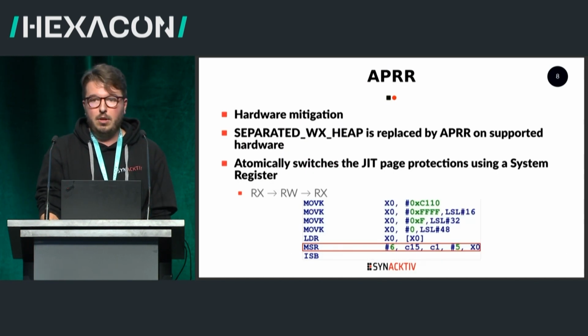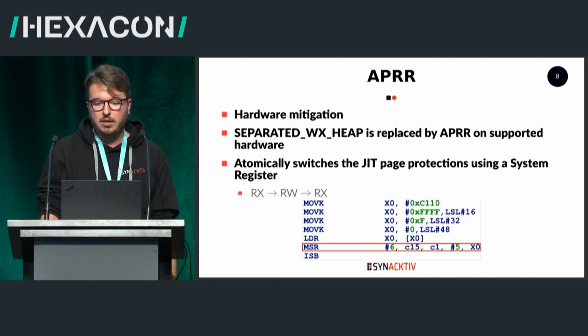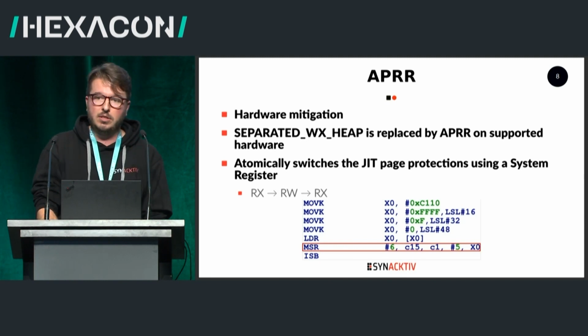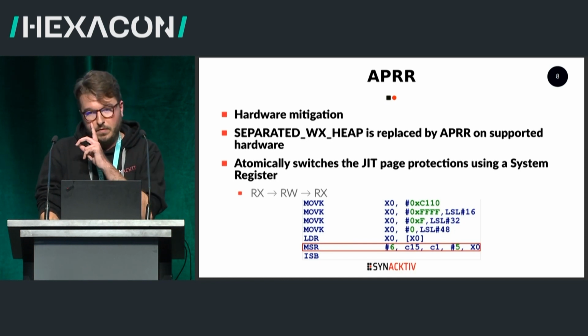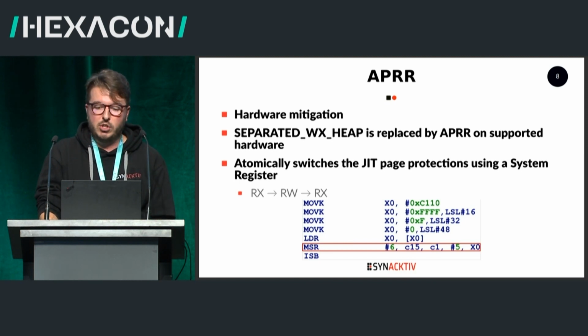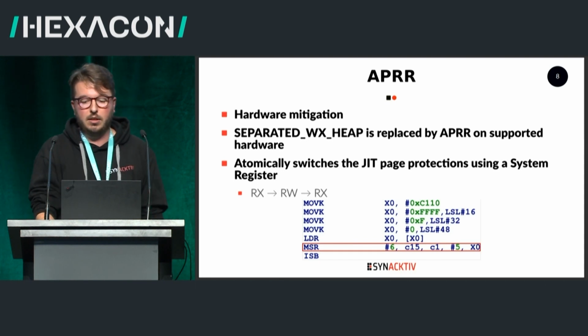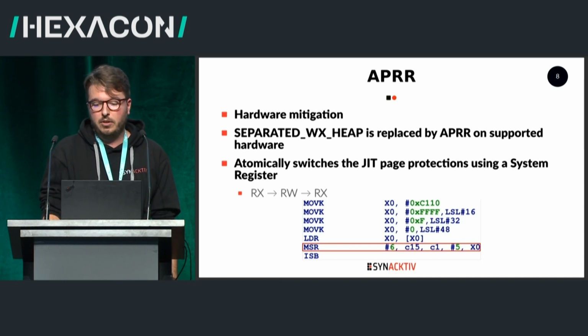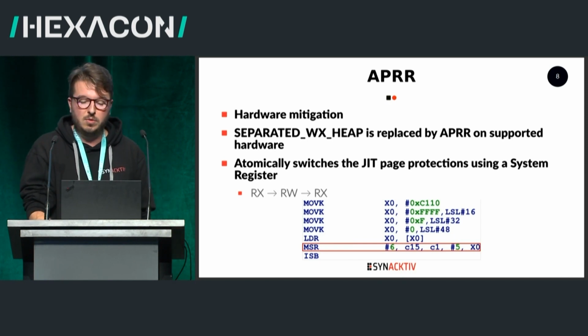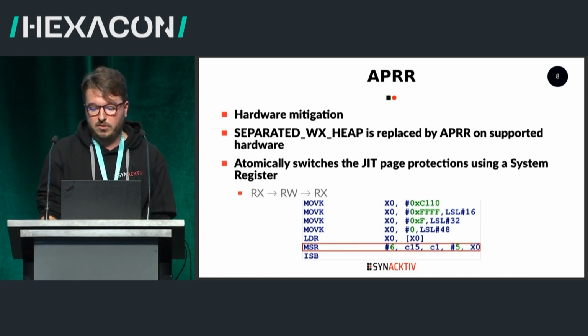Then Apple quickly replaced this mitigation with a hardware mitigation named APRR. Now the protections of the JIT page are switched using system registers. So even if the JIT page has protection read, write, and execute, if the value in the APRR system registers is not the one used to say that the JIT page is writable, and an attacker tries to write into the JIT page, the processor will raise an exception.